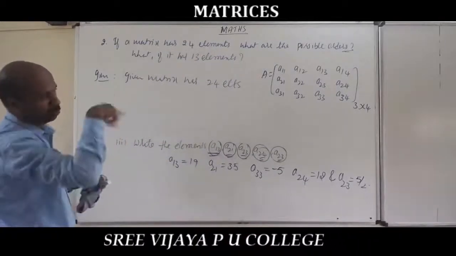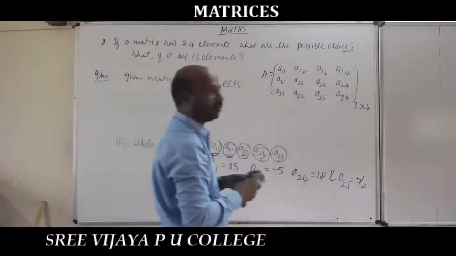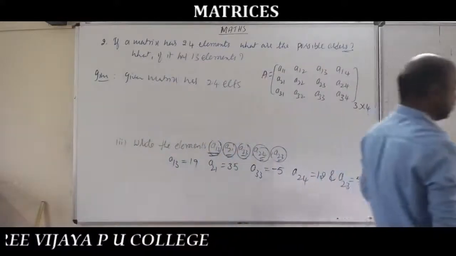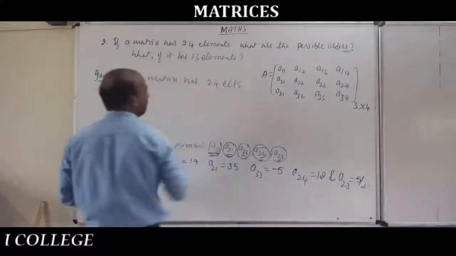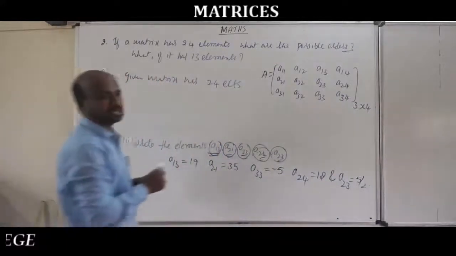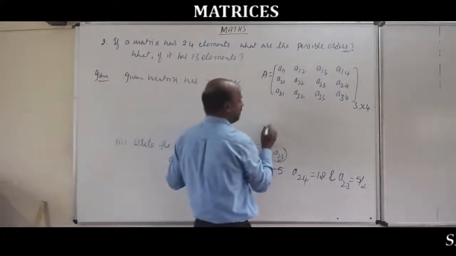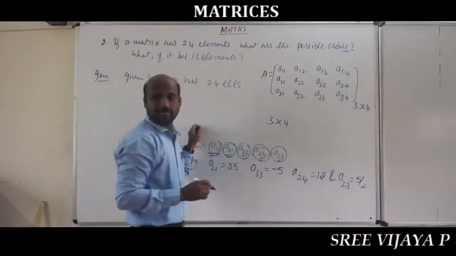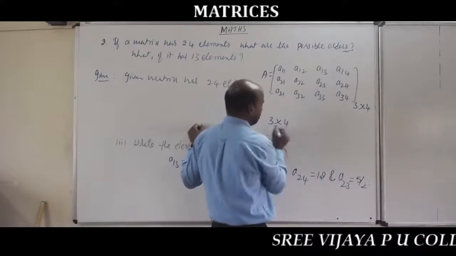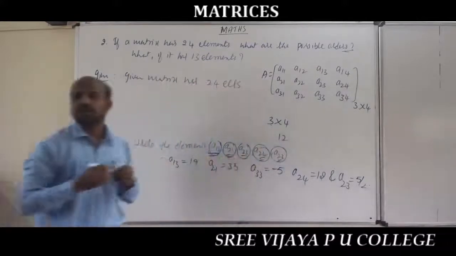Since the total number of elements is 24, we need to find how many rows and columns there can be. So what we need are the divisors of 24. In the first problem, the order was 3 by 4, 3 rows and 4 columns, and the number of elements was 12. So 3 into 4 is 12.